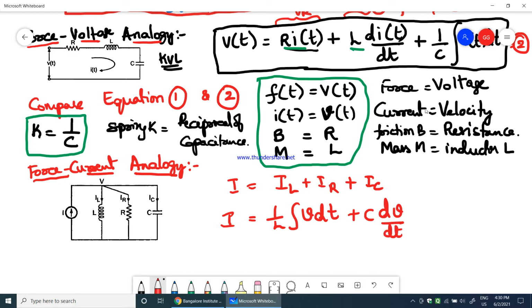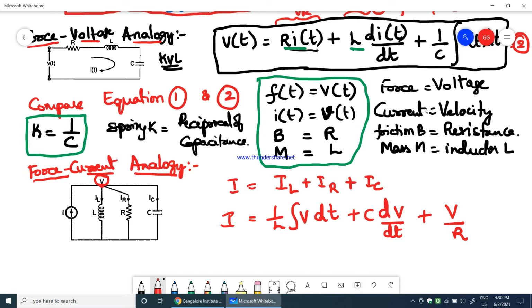dV by dt, you differentiate voltage. This is voltage, so I will use capital V. Plus, what is the current through the resistor? It is nothing but V by R. Now where is this V? See, this is the V, the voltage at that node. Integration of voltage and multiplying by 1 over L will give you the current through the inductor.